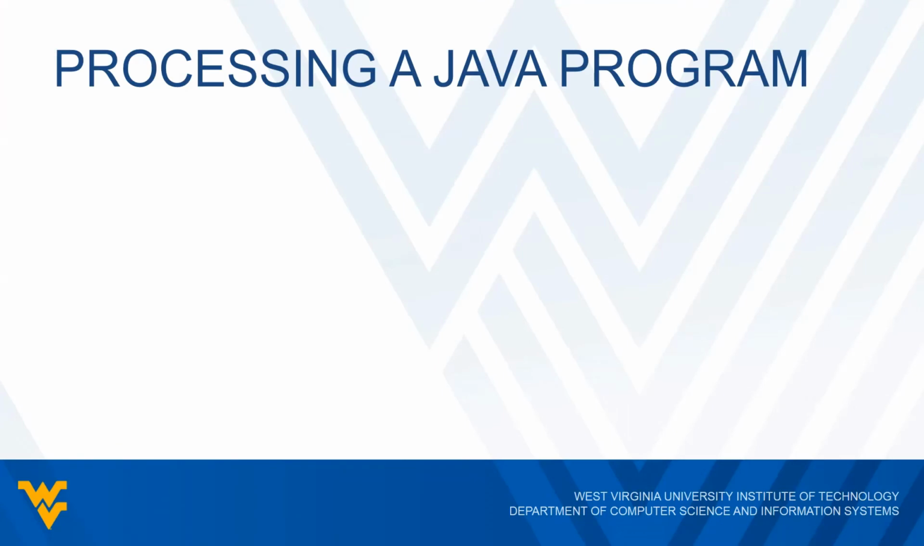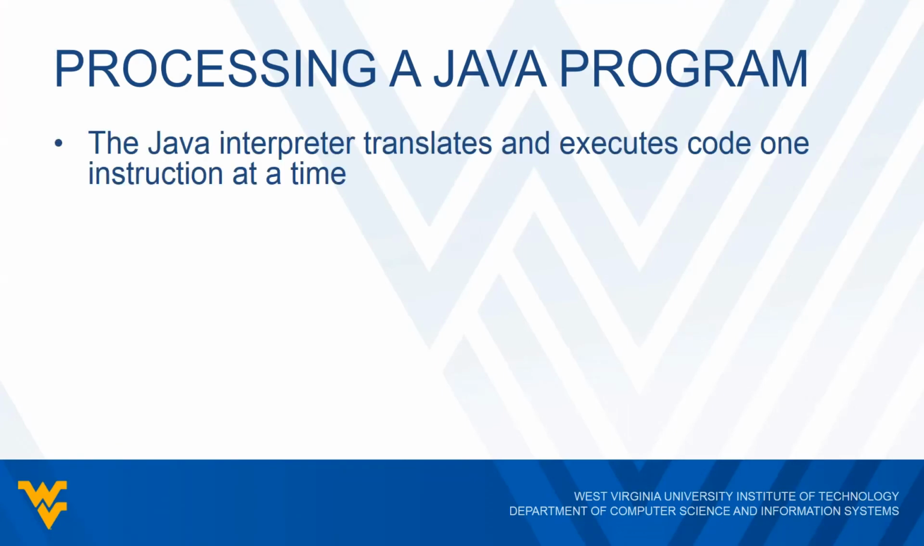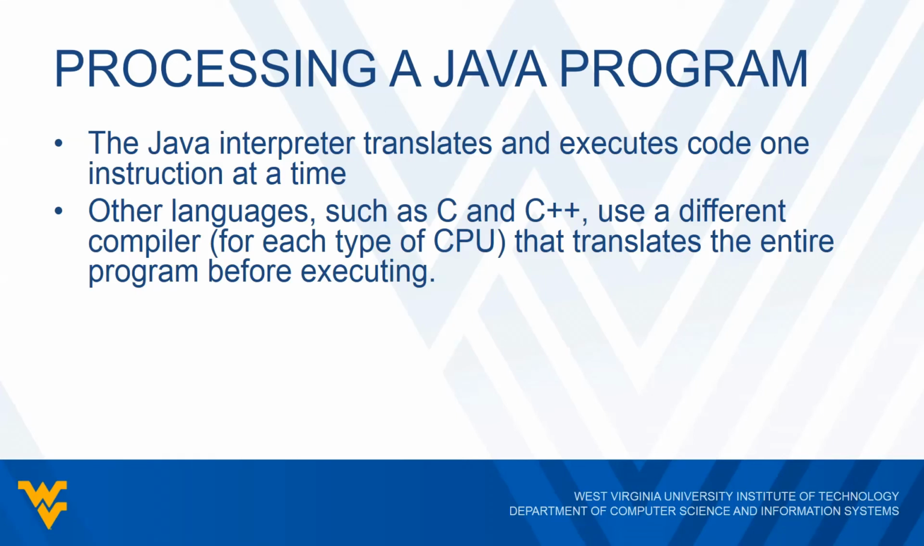So let's talk a little bit more about the interpreter. And as we've already said, the interpreter translates and executes one line of code at a time. So we just read one line of bytecode, we translate it into its respective machine code, and then we execute that code. And then we just keep repeating this until the program is done. And this is very different from other languages such as C and C++. With those languages, we would use a compiler that would translate the entire program before we actually execute. So we don't do one line at a time, we just do the whole thing.